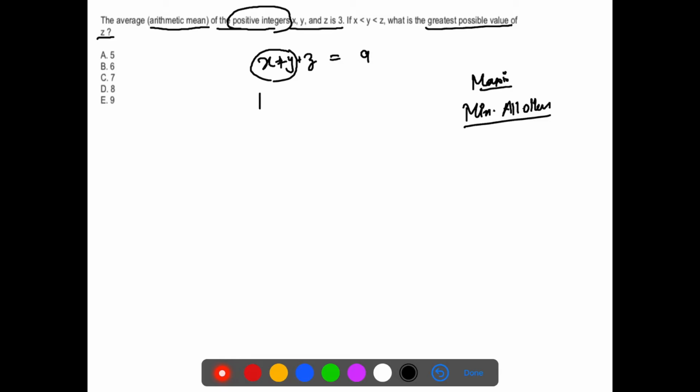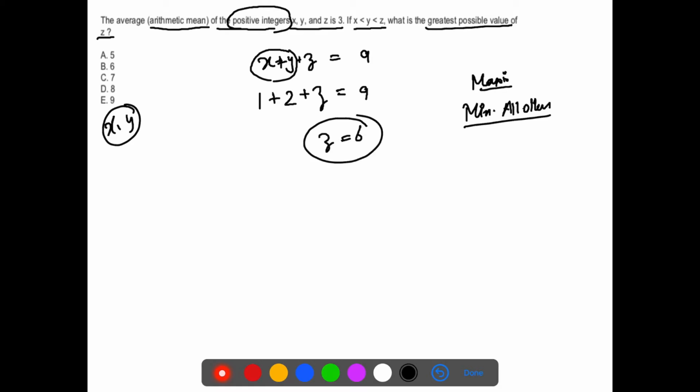And the second thing we need to check is, are x and y equal, or is it given that they need to be different? Now this inequality is given which says x is less than y, so they cannot be equal. So minimum value of y would be 2. This is equal to 9, z would be equal to 6.